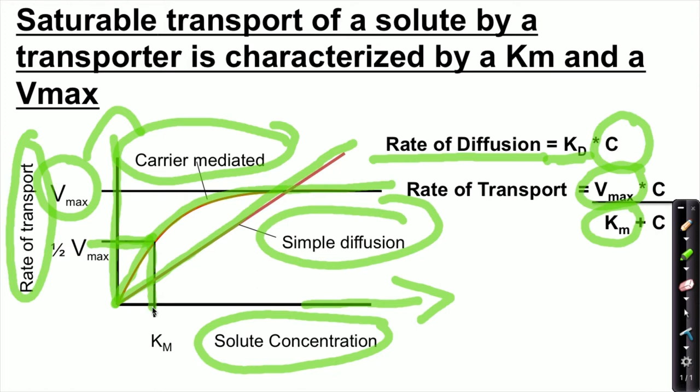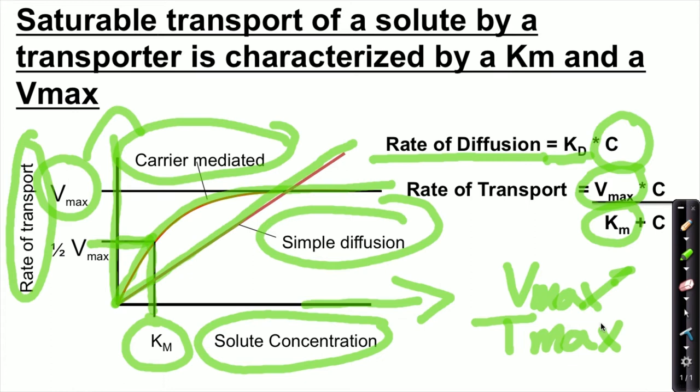So this Michaelis-Menten equation, which characterizes many enzymatic processes that I'm sure everyone here is familiar with, also characterizes transport processes. Sometimes Vmax for transporters, rather than being termed maximum velocity, is termed Tmax, transport maximum. But it's the same thing. It means the maximum rate of transport. And as I said, it's characteristic of the transporter and the substrate that it's transporting.